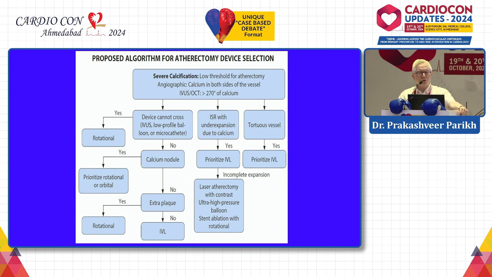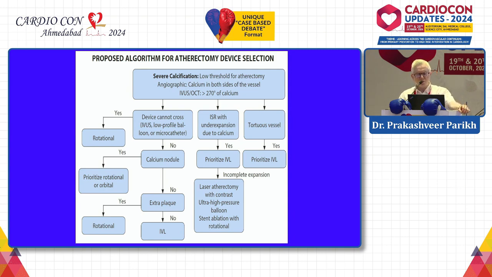The first step is you try to cross the calcified lesion with your imaging catheter. If you cannot cross with an imaging catheter, or even a low profile balloon or microcatheter, that means you have an uncrossable lesion, so you have to use the ablative rotational atherectomy, which is the best device for uncrossable lesions.